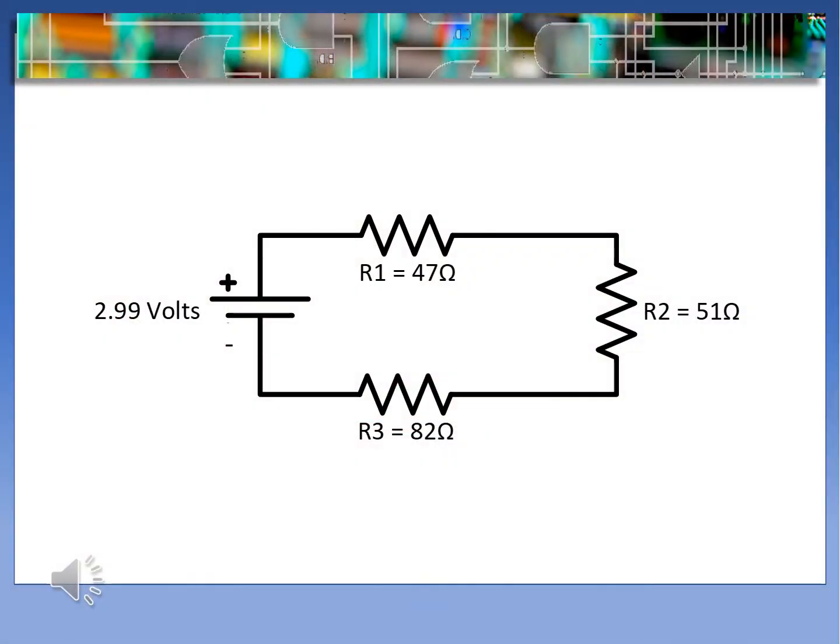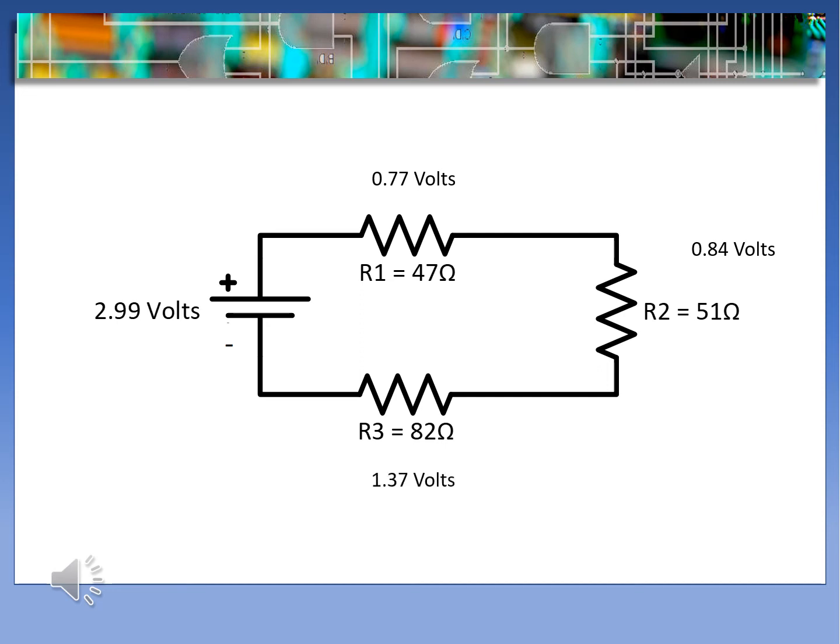Let's look at the schematic again as it's changed. What we've done is removed R1 and R5 from what we had originally. Now our R1 is the 47 ohm resistor, R2 is a 51 ohm resistor, and R3 is the 82 ohm resistor. So we have approximately 3 volts, 2.99 volts applied to it. With this, the voltage drop across the 47 ohm resistor is 0.77 volts. Across the 51 ohm resistor is 0.84 volts. And across the 82 ohm resistor, 1.37 volts.